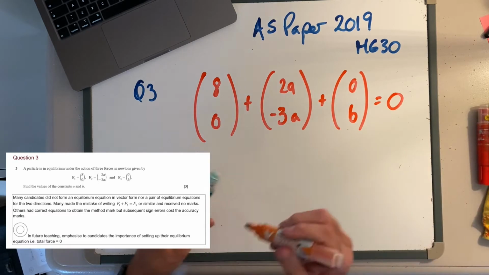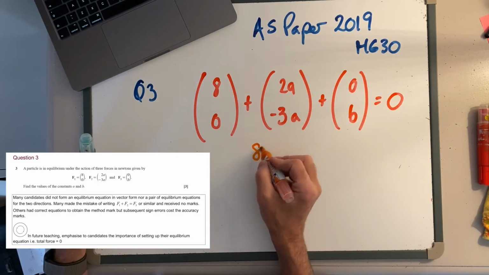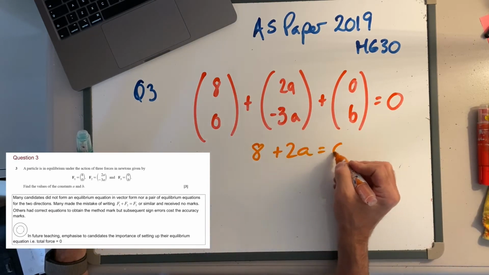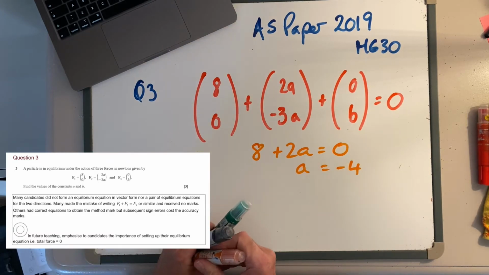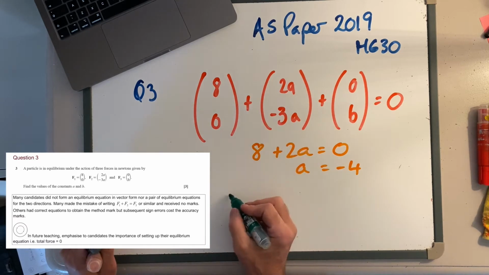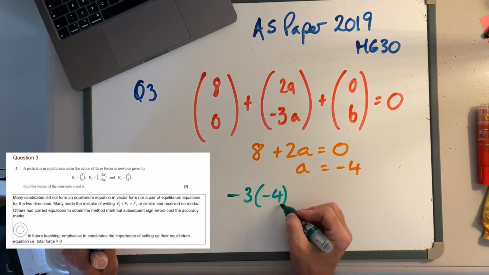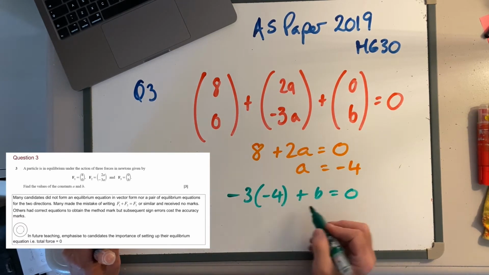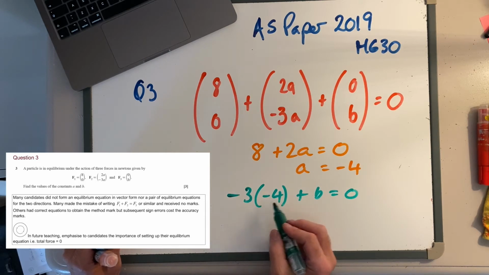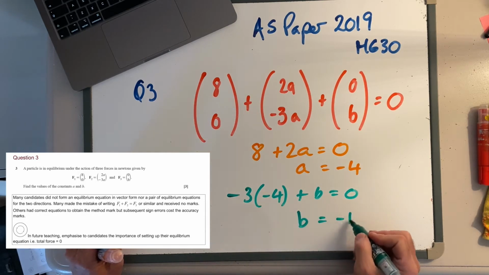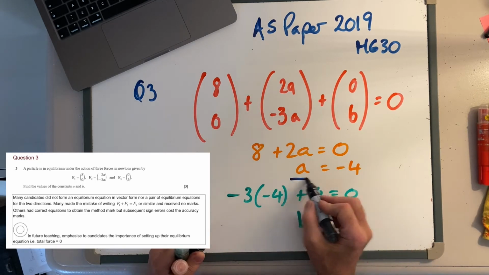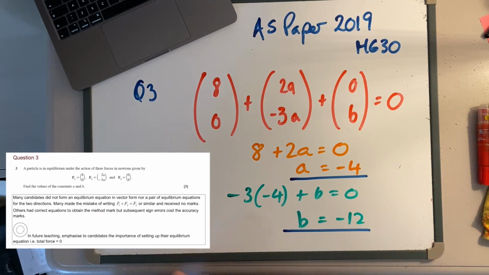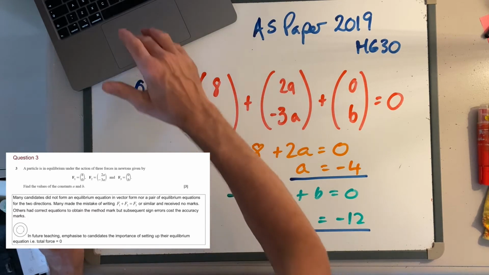So therefore, if you look at the top, you can see A equals -4, and then put that into there. That's plus 12, so again, negative. B in this case is -12. So there are your 2 answers for question 3.